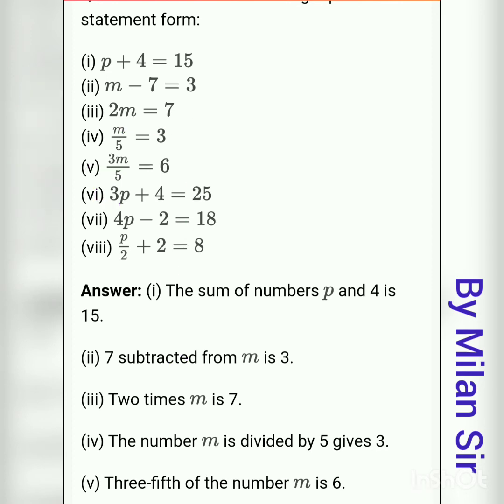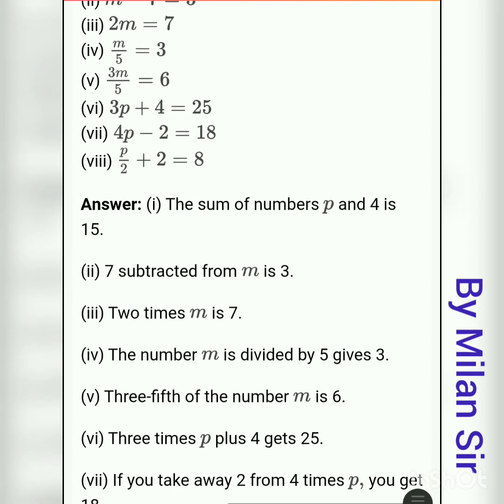Okay, then fourth question, m by 5 is 3. So the number m divided by 5 gives 3, otherwise is 3. Whatever we can use here. So the number m divided by 5 is 3.